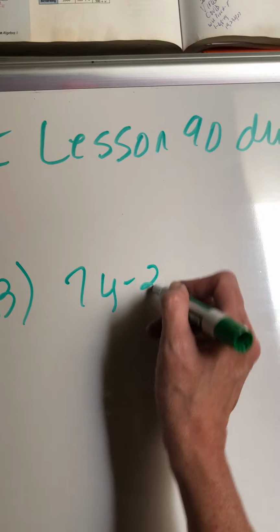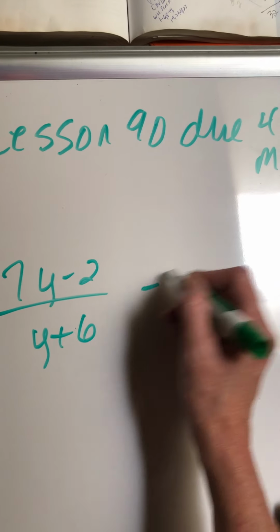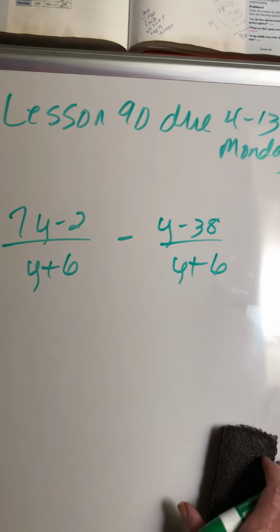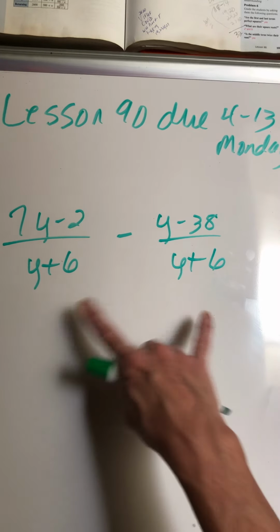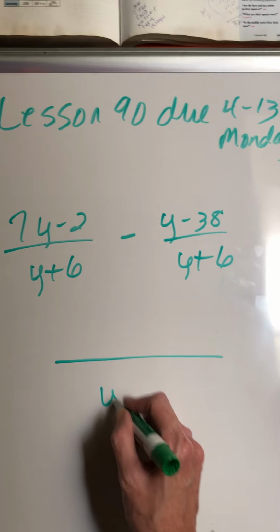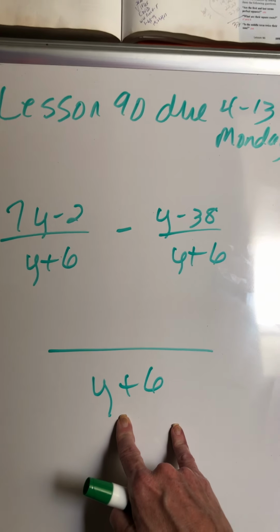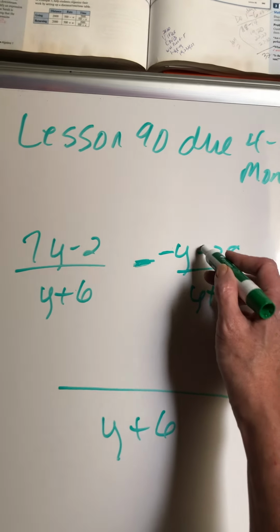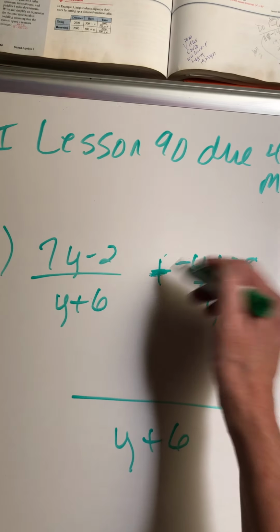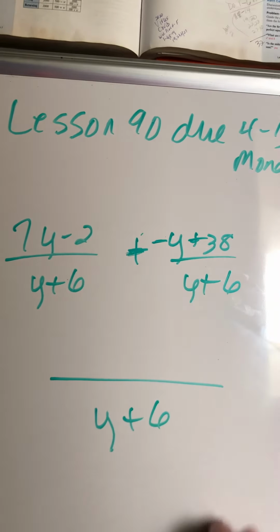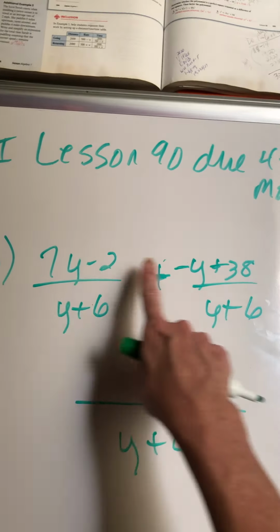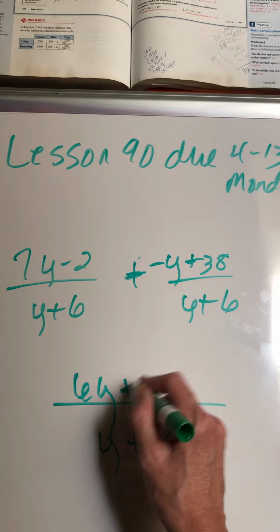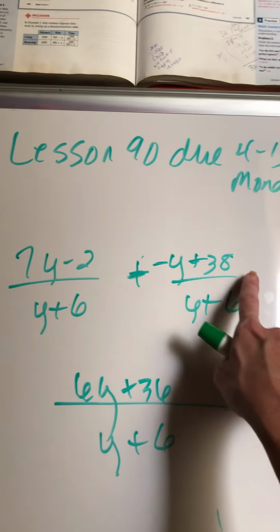B is 7y minus 2 over y plus 6 minus y minus 38 over y plus 6. So again, we like it because it's got a common denominator. The denominator's the same, y plus 6. And again, you've got to watch these subtraction signs. That subtraction sign is going to make the y a negative and the 38 a positive. So then 7y minus y would be 6y, and negative 2 plus 38 is plus 36.